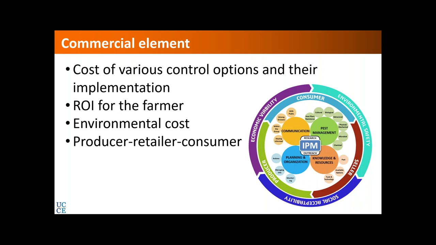And then again, the commercial element, how much it costs for the producer, and how much the retailer is selling, and how much the consumer is paying. And this is also a big part. It is not just in the commercial element of this model, but it spills into the social aspect too. So here we have this commercial element. And the next one is the social one. And it is a big one.